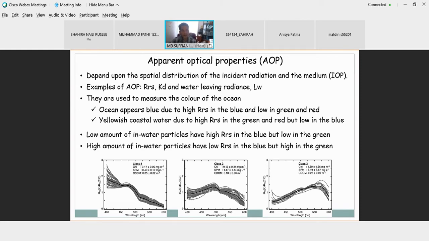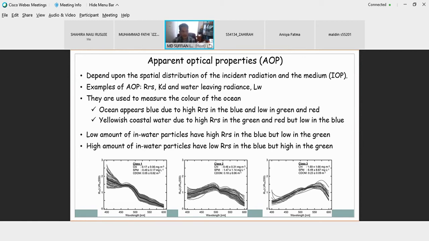For the apparent optical properties, it depends on both medium, bergantung kepada medium, bergantung kepada particle, types of particle, concentration, shape, size, and so on, and also depends on the geometrical light field, dari segi angle, solar angle and so on. So example of AOP, apparent optical properties, is RRS, remote sensing reflectance.